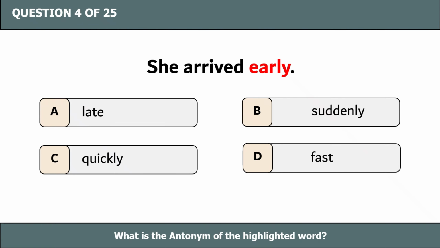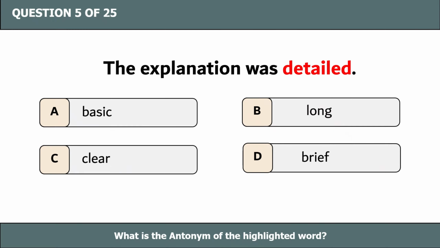Question 4. She arrived early. The correct option is A. Late. Question 5. The explanation was detailed. The correct option is D. Brief.